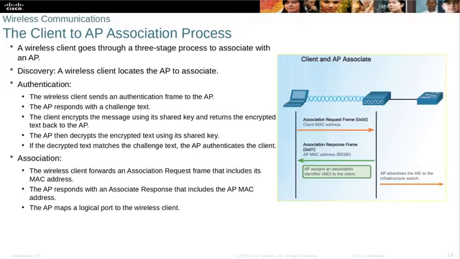And then finally, association. This is where the wireless client forwards an association request frame that includes its own MAC address. The access point will respond with an association response, including the access point's MAC address. The access point then maps a logical port to the wireless client. You wouldn't think there was so much going on, would you, with a wireless access point?